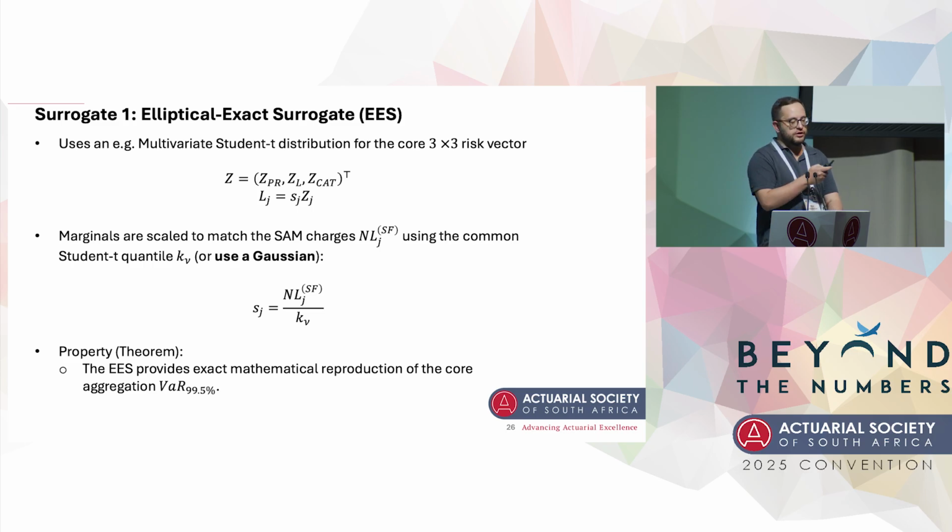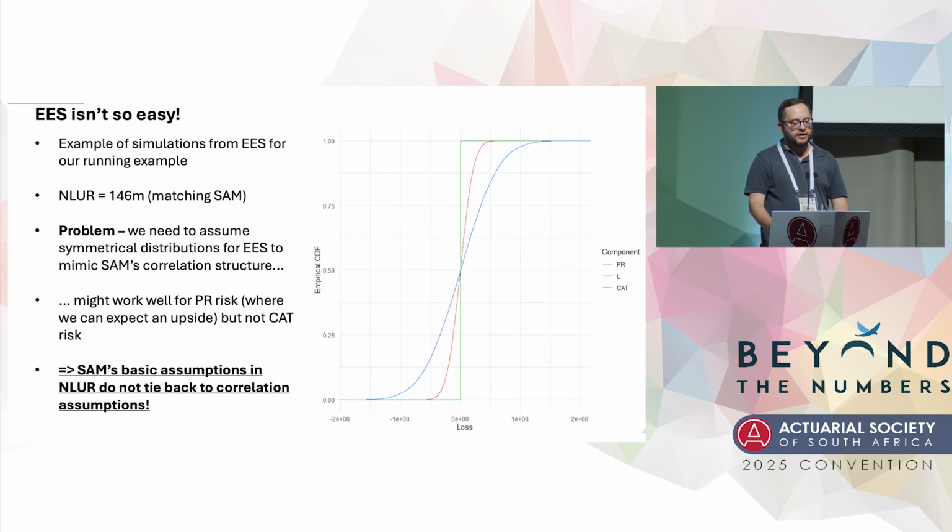So what you could do is you could take each component of your non-life underwriting risk, divide it by a quantile of that distribution to give you an implied standard deviation parameter, and then simulate over here using exactly that formula. So we call this EES, or elliptical exact surrogate. And the very nice thing about this is it exactly reproduces the correlation and aggregation assumptions that we have in SAM. So the problem is EES isn't so easy.